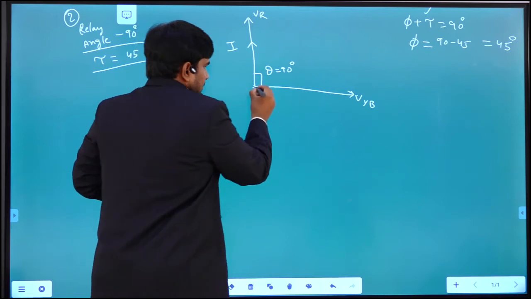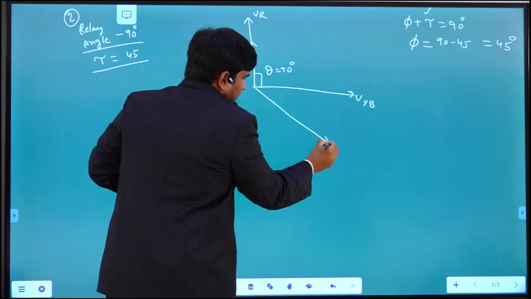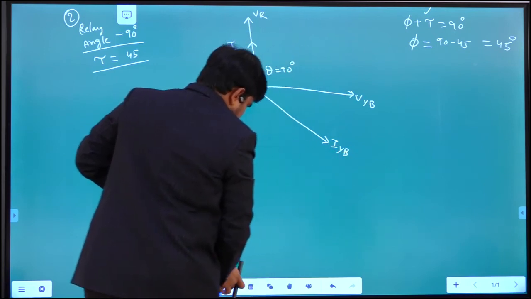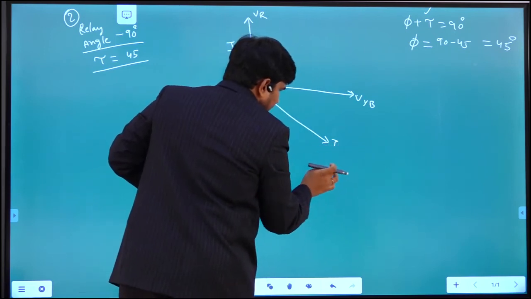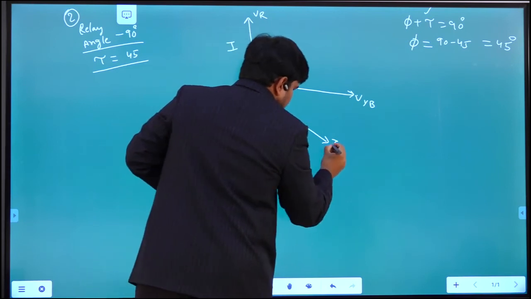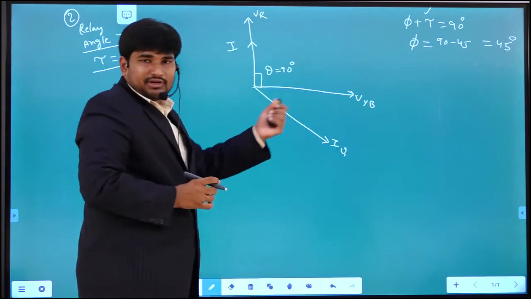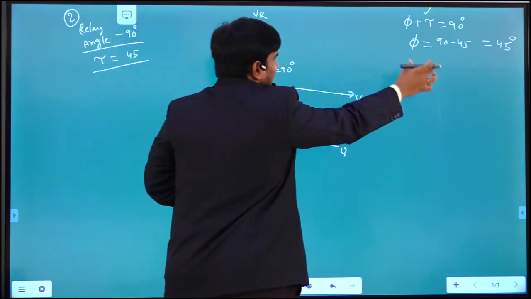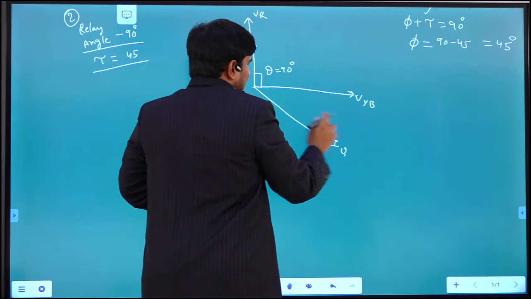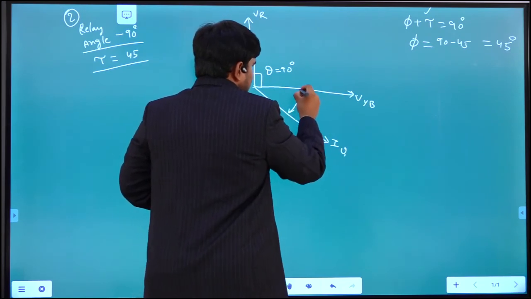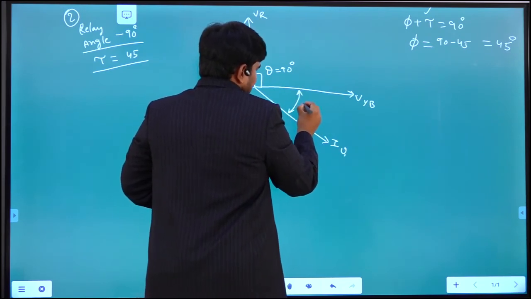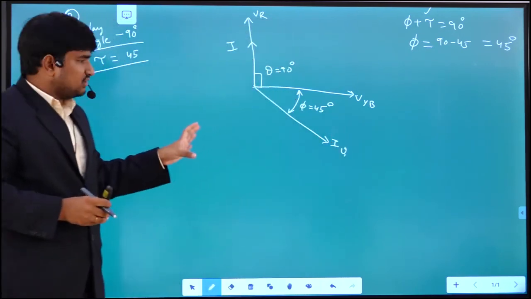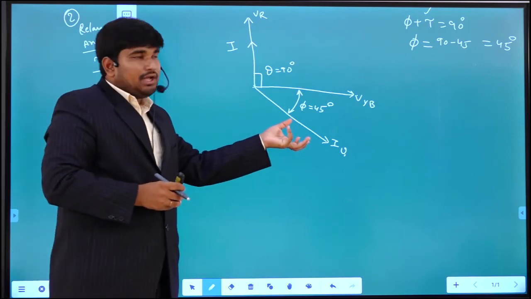So for example, there is some current, that is IYB, or let me indicate it as IV only. The current which is passing through the potential voltage coil is IV only. So phi is the angle between the voltage and the current corresponding to this voltage. It is phi, which is equal to 45 degrees. Now let us come here.